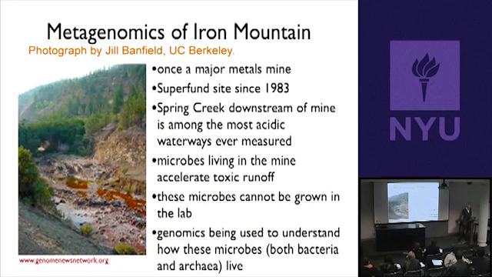And so Iron Mountain is a site that was declared a Superfund site, so a major sort of government-funded toxic cleanup site since 1983. And this creek, Spring Creek, was downstream of the mine, and it's not right to think of it as a creek. It's right to think of it as a leaking battery, okay? Because it's so acidic, it has such a high concentration of metals in it that it's basically as if you have battery acid flowing down a creek.